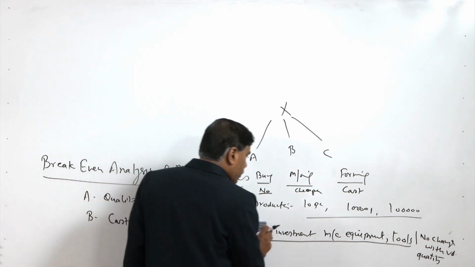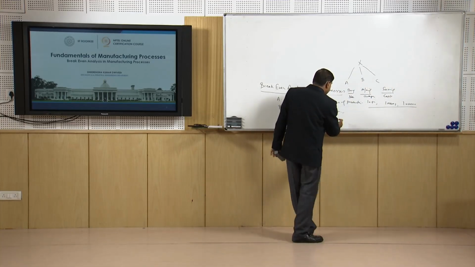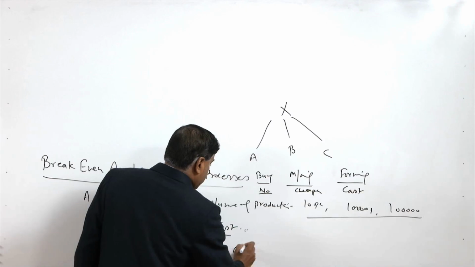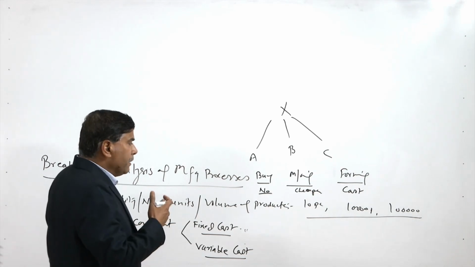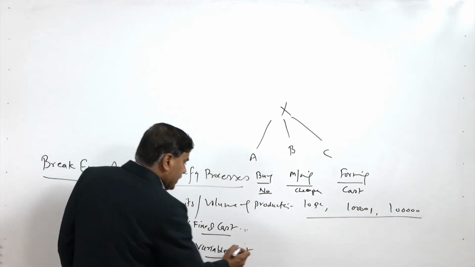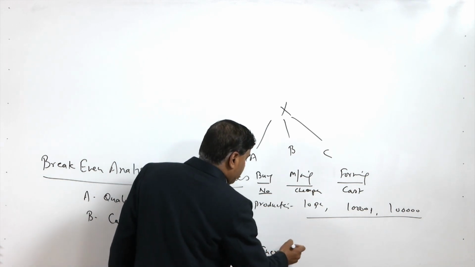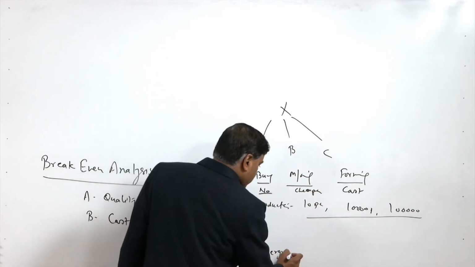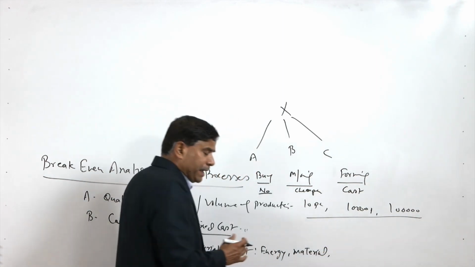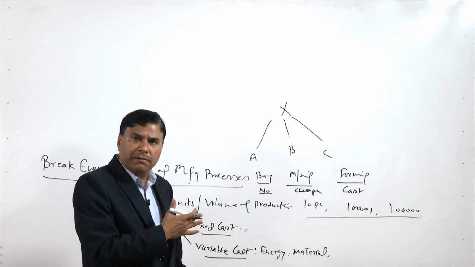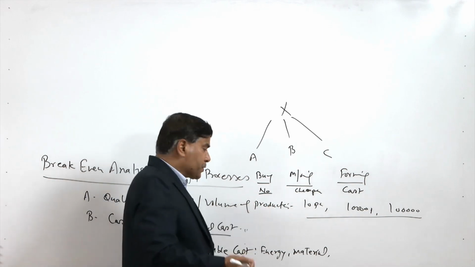On the other hand, variable cost is directly related to the number of units to be produced, and it considers how much energy we have to invest in the form of, say, power, or how much material we have to use for making a unit product, so it will change directly with the number of units to be made.